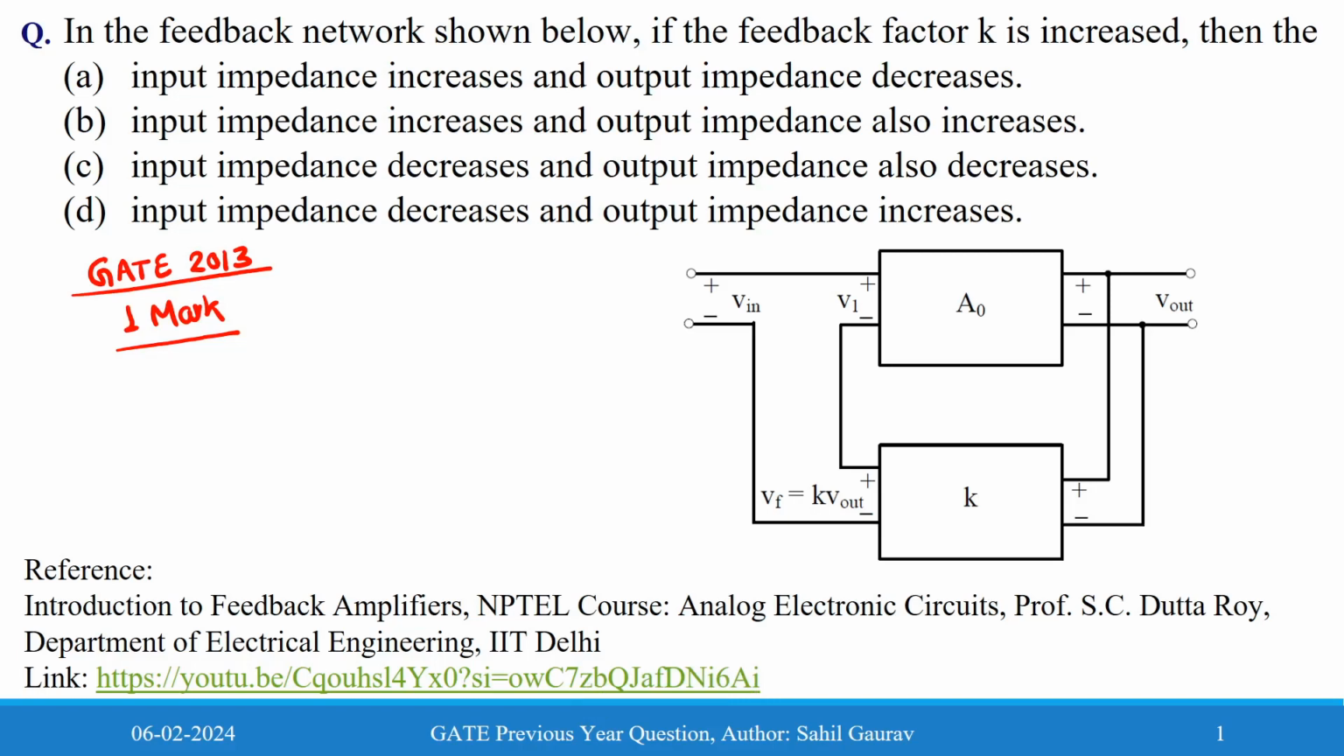In this problem the question is: in the feedback network shown below, if the feedback factor K is increased, then the input impedance increases and output impedance decreases, and B option is input impedance increases and output impedance also increases. C option is input impedance decreases, output impedance also decreases, and D option is input impedance decreases and output impedance increases. And the network is shown over here.